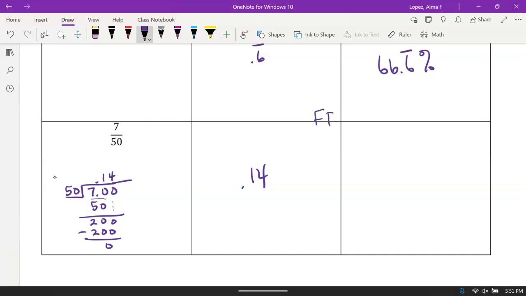And now we know FDP, to get from a decimal to a percent, it's 2 to the right. So I'm going to end up with 14%.